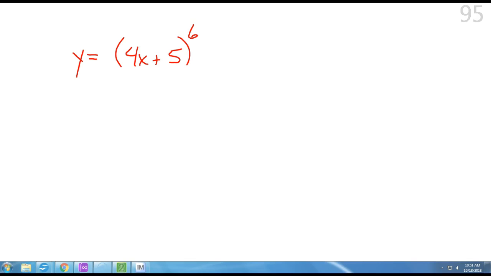Chain rule allows us to look at it and say, okay, there's really two things going on here. There's an outside kind of dominant function, and there's an inside function, or what I'll call like the big guy and the little guy. So the outside function here is the 6th power. That's like your big guy or your f of x, if you want to think about the f and the g.